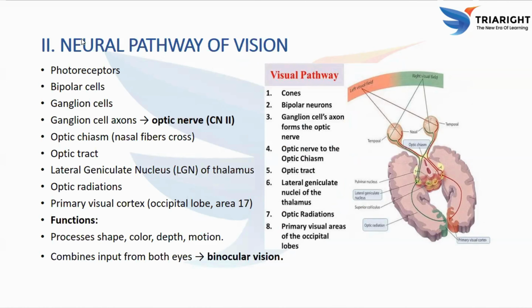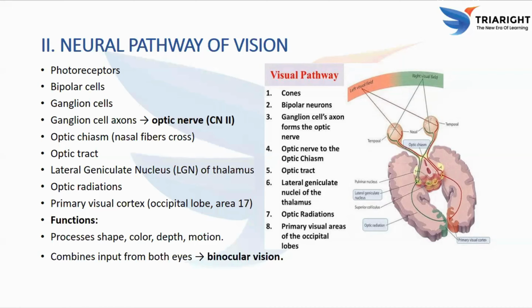So here there is a neural pathway of vision. So what is the neural pathway of vision? Vision is basically the journey of light, right? It's an electrical signal which leads to brain interpretation. So let's break the process into simple steps.